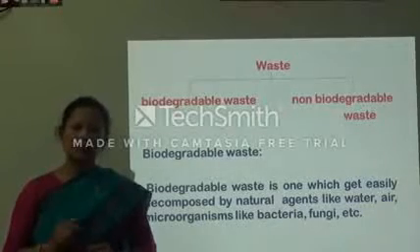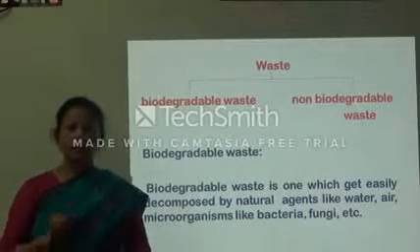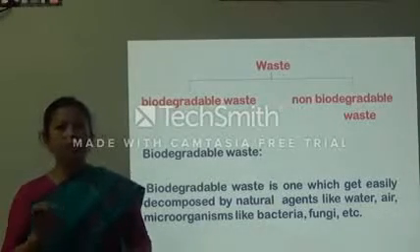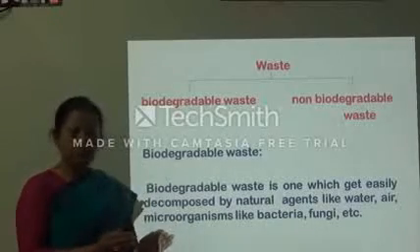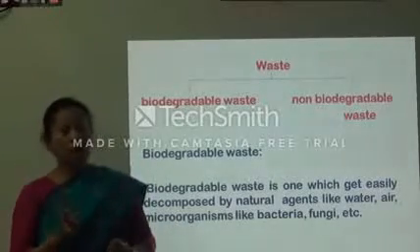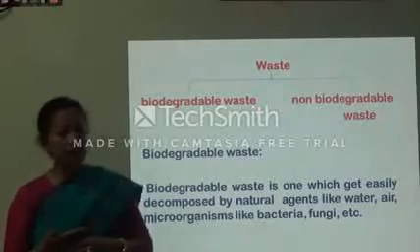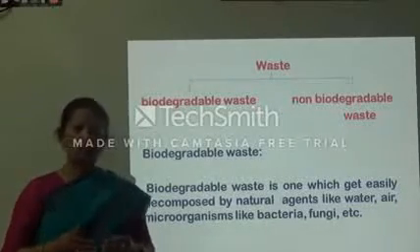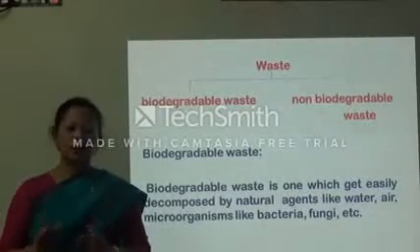Now, let's study about segregation of garbage. The first step in dealing with garbage is to separate the useful part of the garbage, that is the part which can be converted into compost, which can be recycled or reused, from the non-useful part which cannot be used at all.